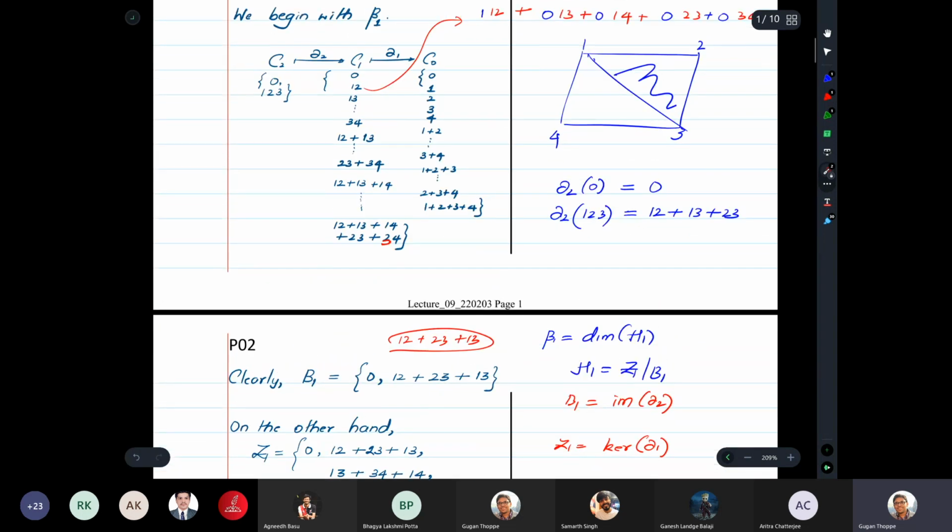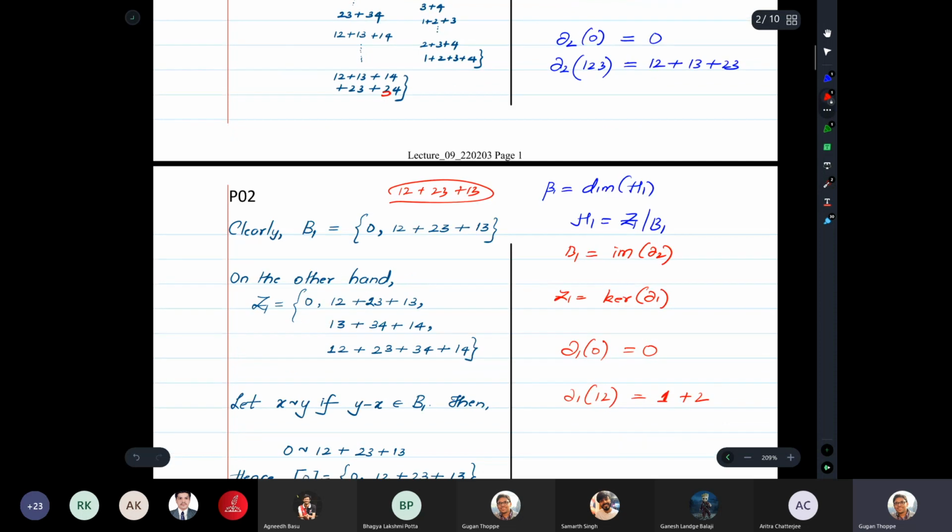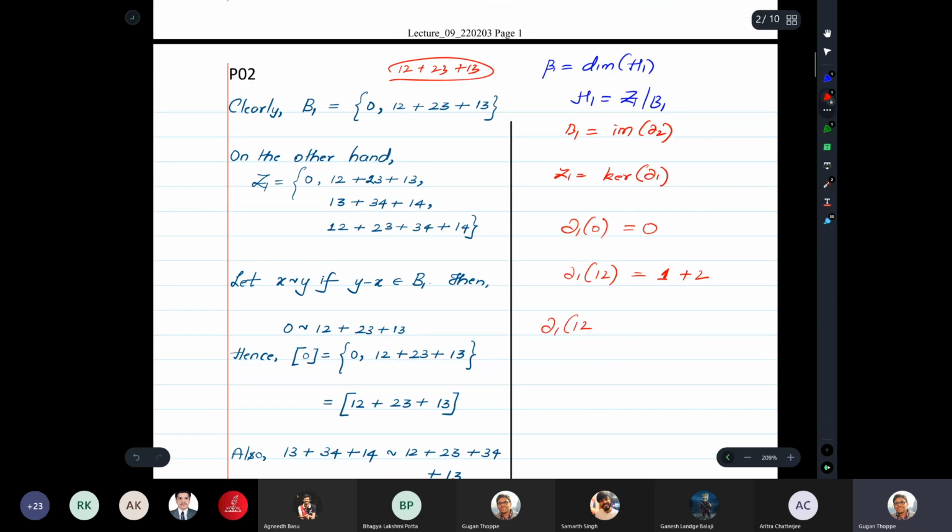In the same way you can see that 1 2, 1 3, and so on, all the way up till 3 4, none of them would be present in Z1 because none of them would be mapped to 0 under DABA1. Next let's look at the one chains which have support 2. Let's look at 1 2 plus 1 3. DABA1 of 1 2 plus 1 3 will be DABA1 of 1 2 plus DABA1 of 1 3.